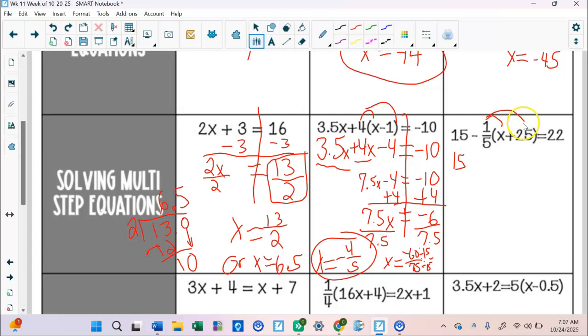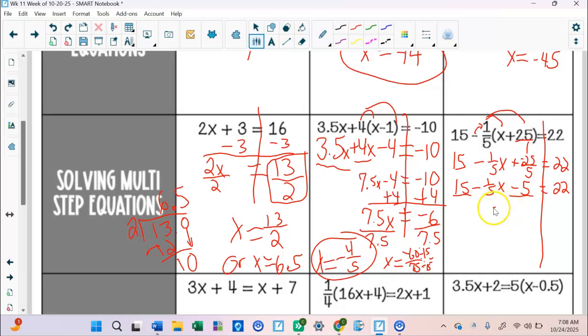Now, the way I teach this to students that hate fractions, I'll just go ahead and show you. You can just multiply across there. Now, that's negative 1/5 x. Now, see the negative goes up with the 1. Negative 1 times 25 is negative 25. And then I just multiply those denominators. So now I've got 15 minus 1/5 x minus 5. Okay, 15 minus 5 is 10.